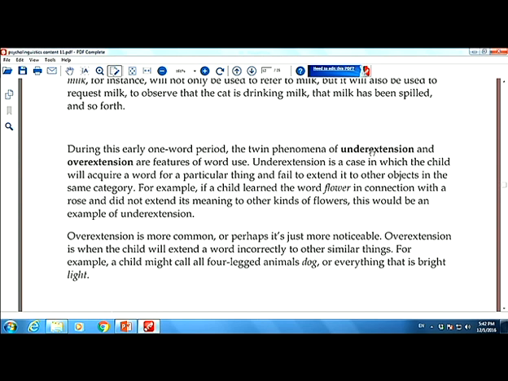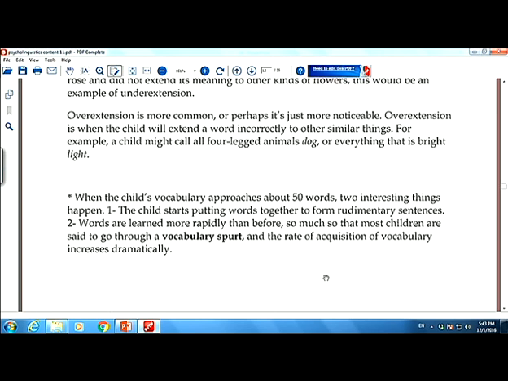Underextension is when, for example, the child knows the word flower in connection to a rose. But then you show that child another kind of flower, maybe a tulip, but they say, I don't know what this is. This is called underextension, because they should know that this is a flower. Or if you show them another kind of dog, they know the word dog in connection to the big dog, but they see the small dog and they say, we don't know what this is. They can't call it. So this is underextension. This is also very, very important. So we should know the difference between the two.